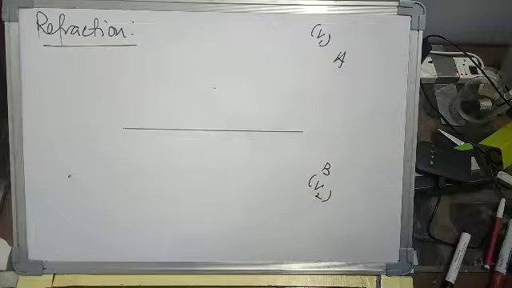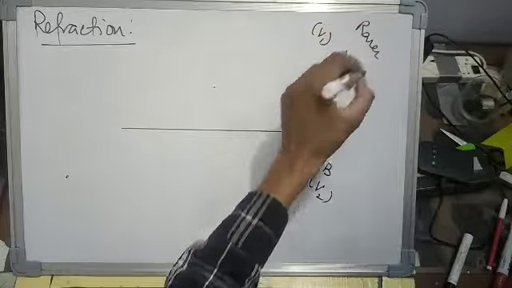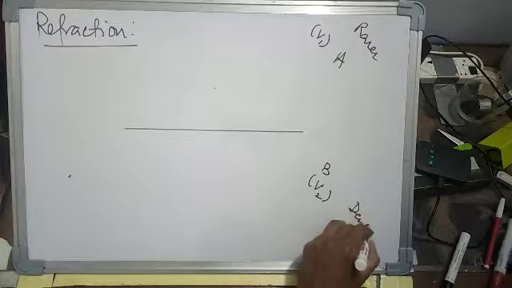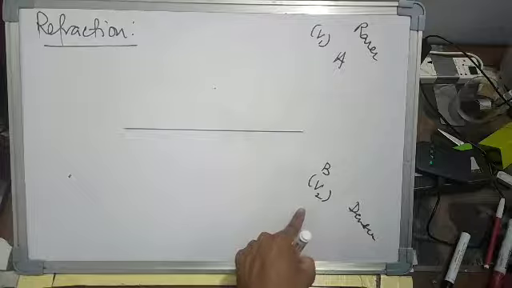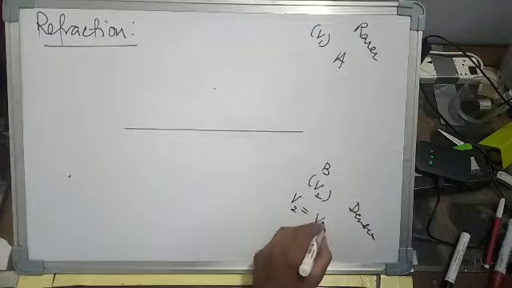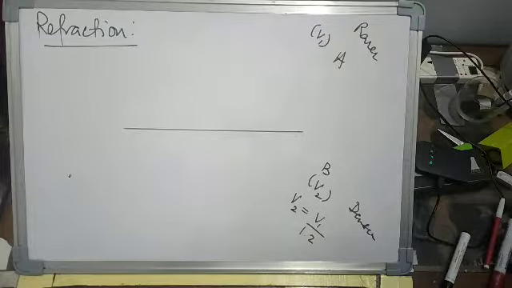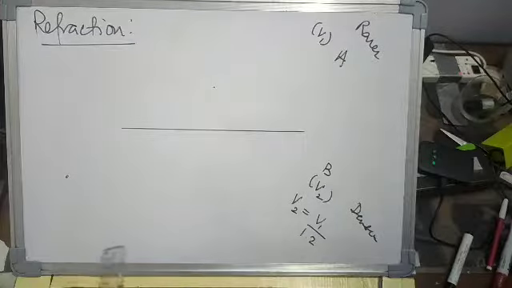So let's say that light is moving from rarer to denser. Say this is the rarer medium, and this is the denser medium. So here the speed of light will decrease. Say for example v2 is v1 by 1.2. So light speed will decrease by 1.2 times as compared to v1.